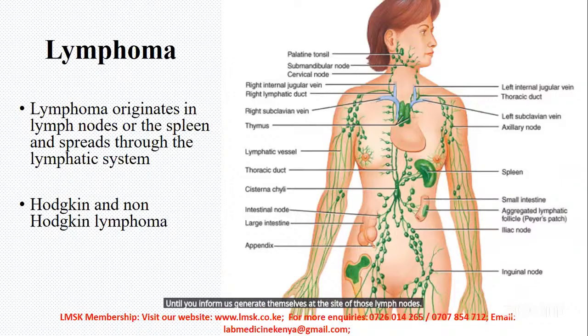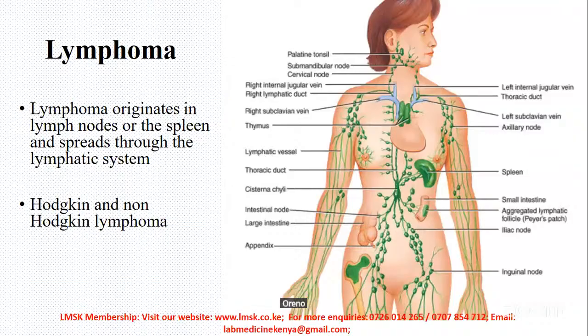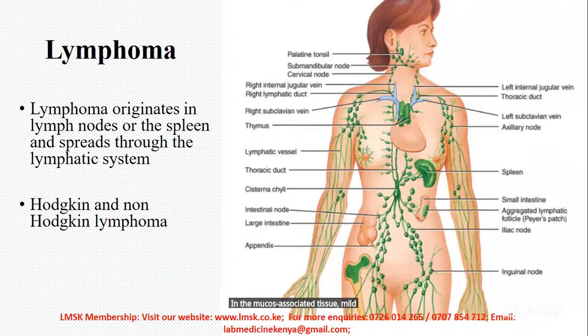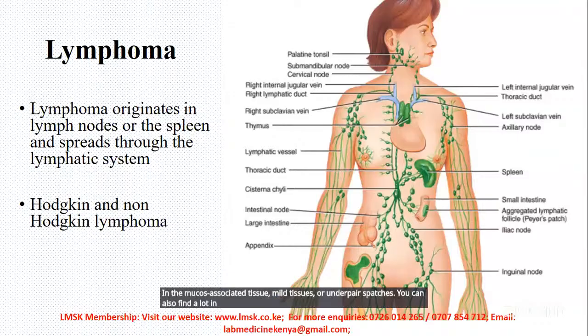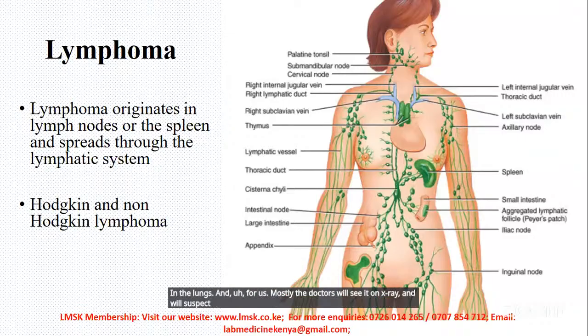And they could be mostly around the neck. You have lymphadenopathy at the neck, or in the armpits, or in the inguinal region. Occasionally, the hidden ones, the bad ones that are hidden, are in the stomach, in the mucosa-associated lymphoid tissue, or under Peyer's patches. You can also find a lot in the lungs, and for us, mostly the doctors will see it on X-ray and they'll suspect TB, they'll suspect other things.